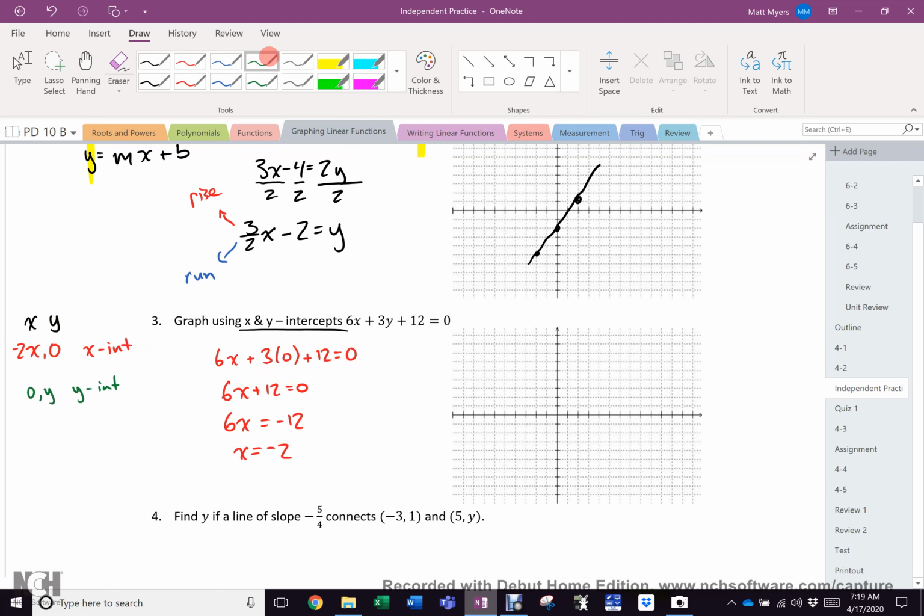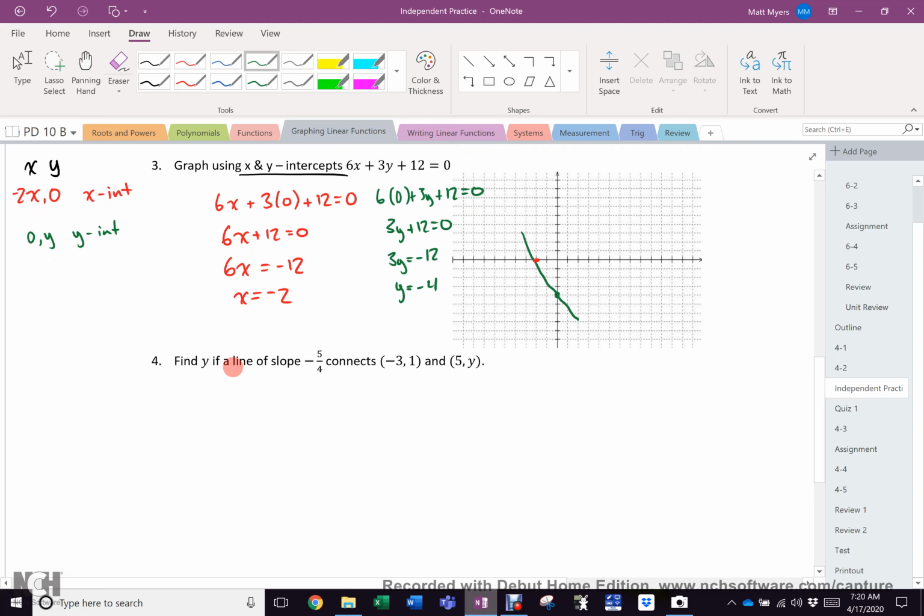For y, which I'll do in green, 6 times 0 plus 3y plus 12 equals 0. 3y plus 12 equals 0. 3y equals negative 12. y equals negative 4. So my x is at negative 2. My y is at negative 1, 2, 3, 4. And there's my line.